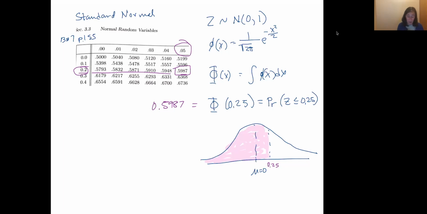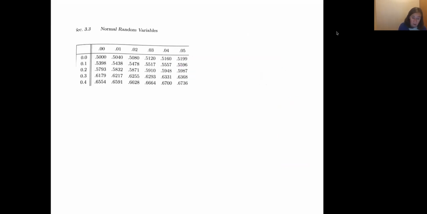Okay, so to... I want to go to another screen. Yeah, I think rather than writing all over this, I'll add one more board here.